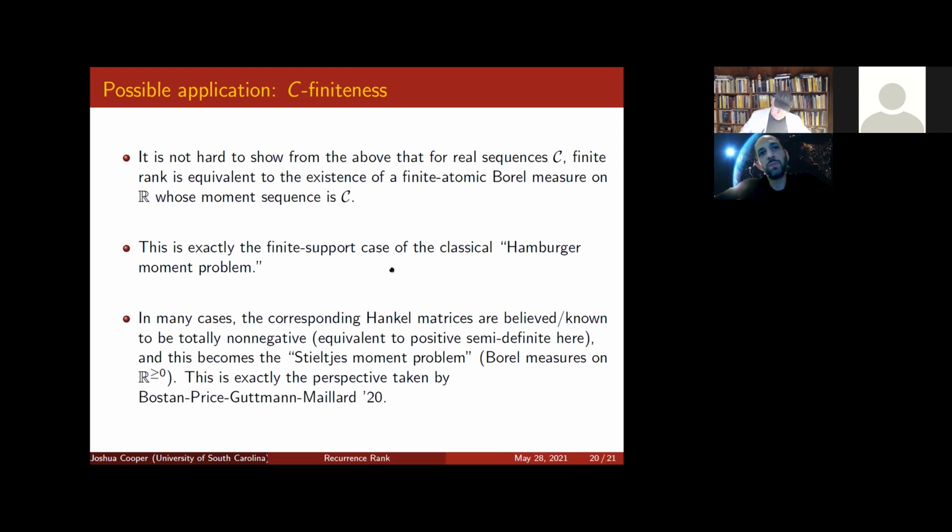And actually the Hankel matrices that arise in this case are believed to be totally non-negative, or actually totally positive, essentially the semi-definiteness. And that turns this problem, the Hamburger moment problem, into the Stieltjes moment problem. This is Borel measures on the non-negative part of the real line. This is exactly the perspective taken by a bunch of recent work on these avoidance sequences, in particular this very nice paper of Bostan, Price, Guttmann, and Maillard that came out recently.